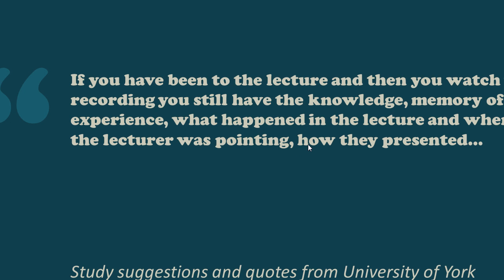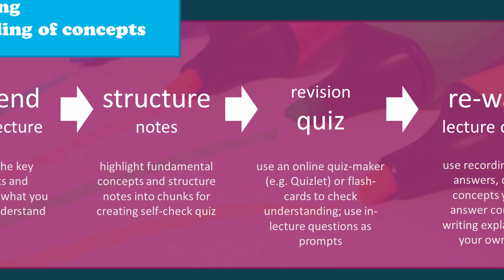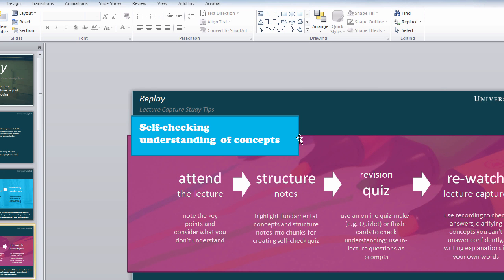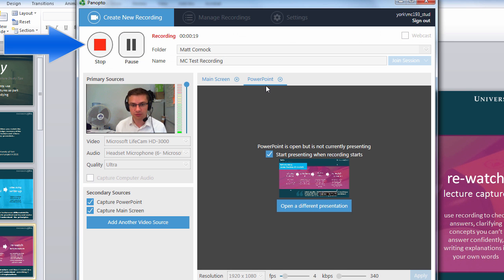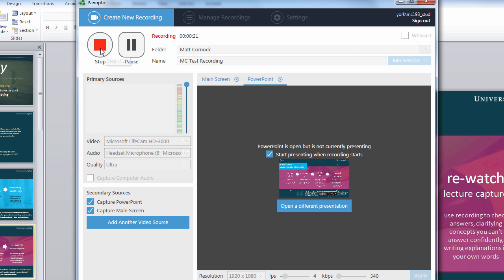I can just click through the presentation as I would do speaking normally, and then when I've finished doing my presentation, hit escape, switch back to my Panopto recorder. I'm going to stop my recording at the top.